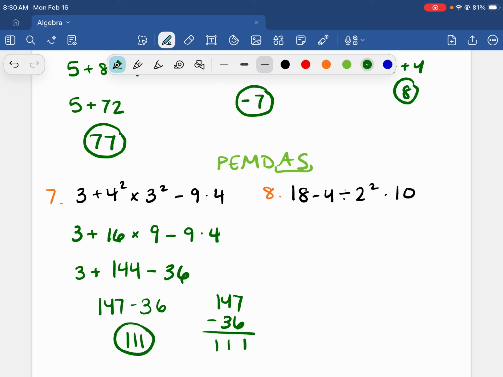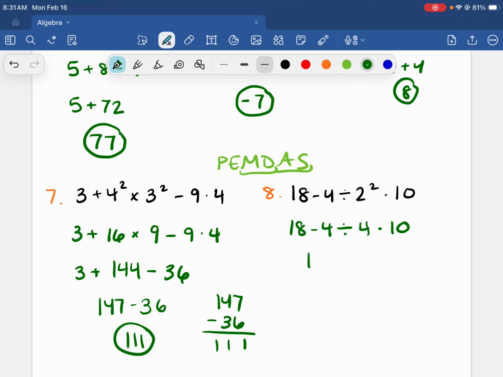And the last one we have here, we have no parentheses, but we do have exponents. So I have 18 minus 4 divided by 2 squared, or 2 times 2 is 4, times 10. And then next we have multiplication and division. Well, here we have division first. So multiplication and division also go together. And as I'm reading my math problem left to right, like we read a book, division actually comes first. So we're going to do the division part first.